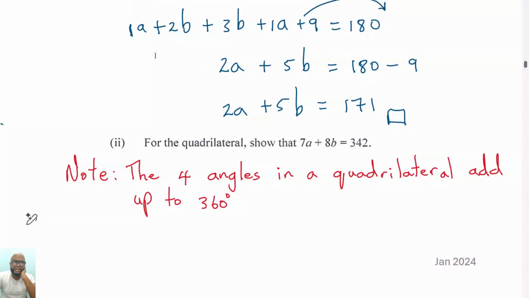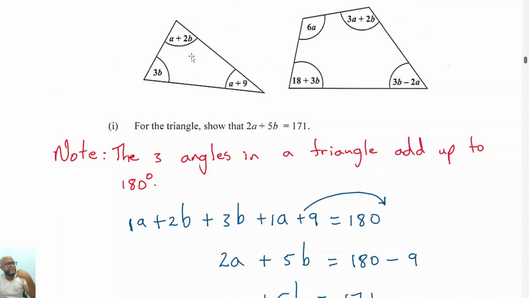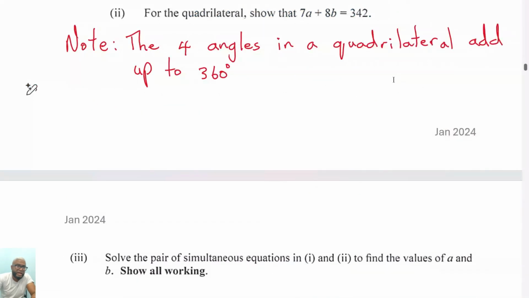So what am I adding here now? Right? What am I adding here? 6A plus 3A plus 2B plus 18 plus 3B plus the rest. Right? So let me go. Somebody call it out for us. What was the first thing?